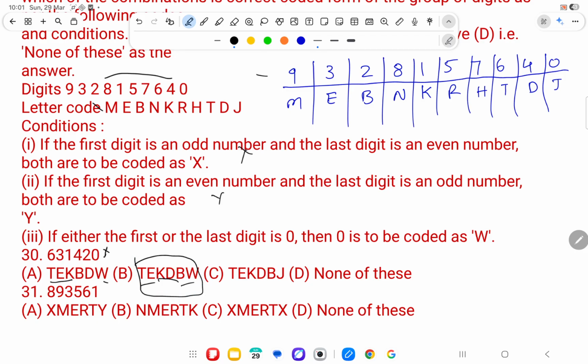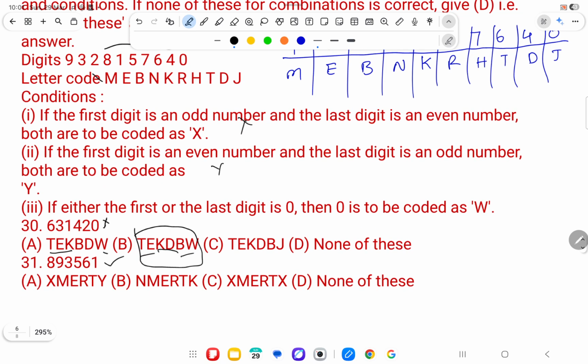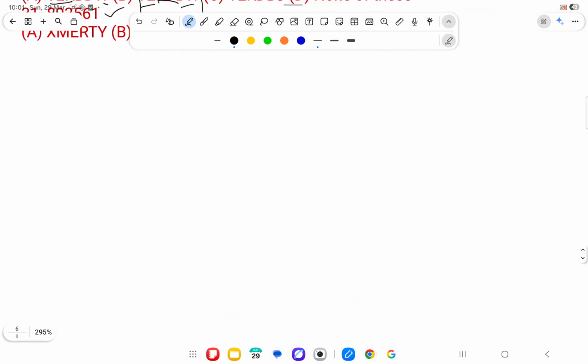Then 893561. The first digit is even and the last digit is odd. Correct, it follows that. So both are to be coded as Y. So first and last should be coded as Y. If the first digit is even and the last digit is odd, both are to be coded as Y. But see, no, so none of these. Okay, first is even and the last digit is odd, so none of these.